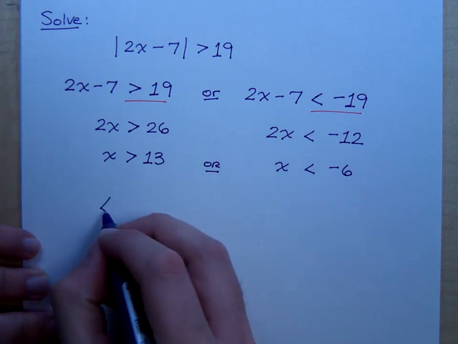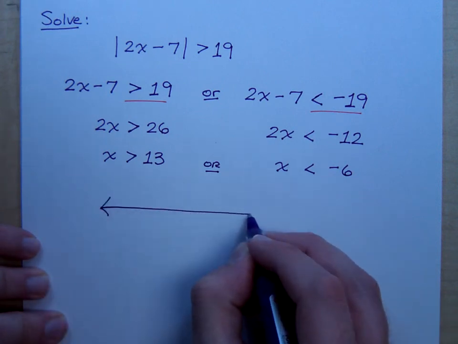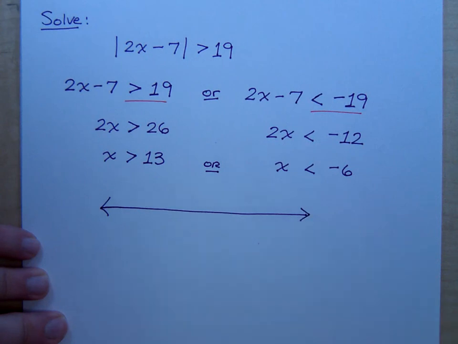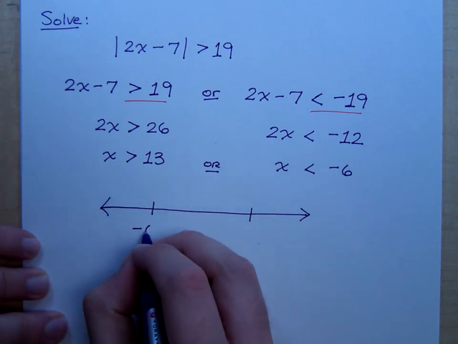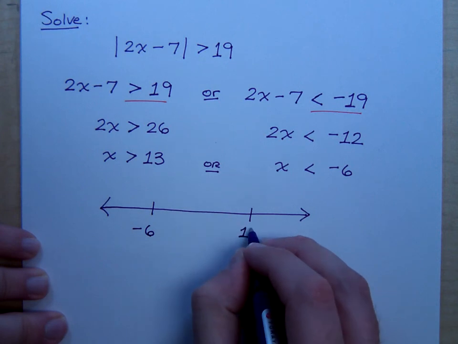Do we expect these guys to intersect each other? No, we don't. Not at all. Now, I have two numbers that I'm concerned with. That's negative 6 and that's positive 13.